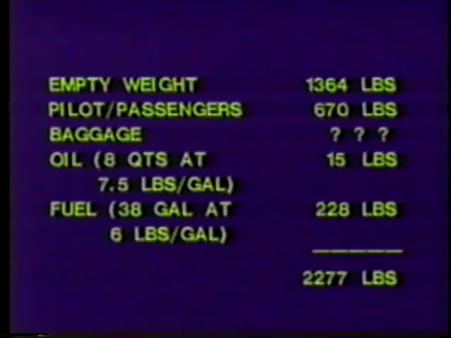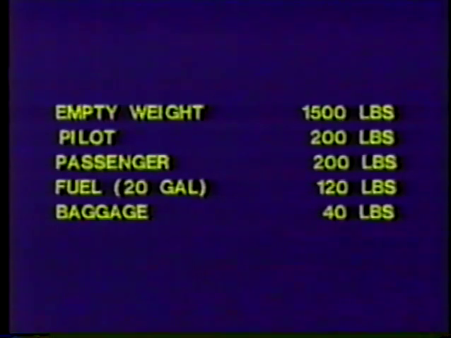2,277 pounds is the answer. The next step would be to deduct 2,277 pounds from 2,300 pounds gross weight. The difference is 23 pounds. This 23 pounds is the weight of the baggage that can be safely put on this trip.